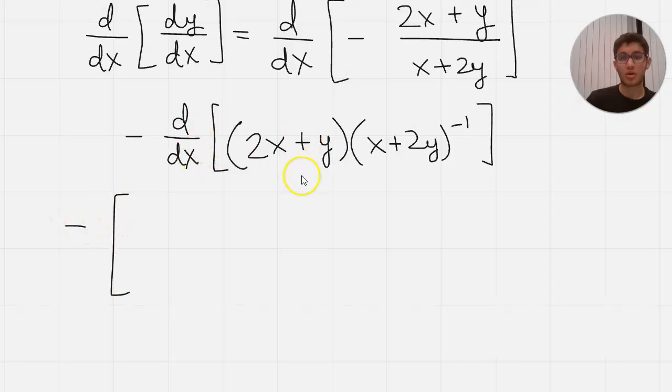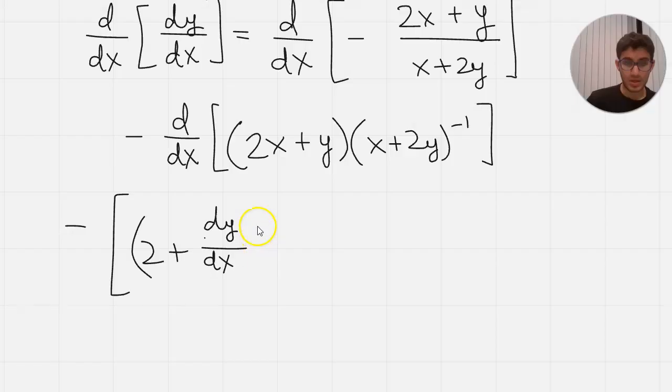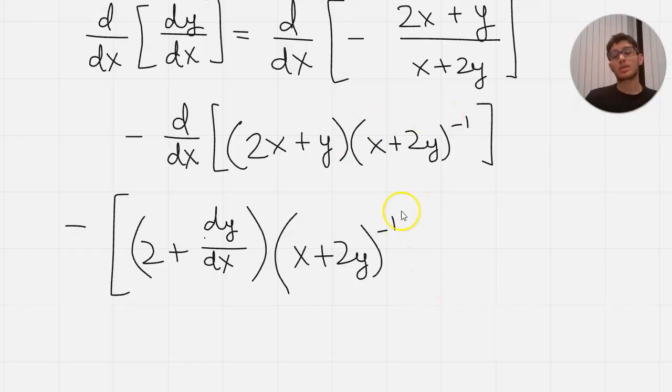We take the derivative of 2x plus y. What is that going to be? That's going to be 2 plus dy/dx, times (x plus 2y) to the negative 1. Now we take the derivative of (x plus 2y) to the negative 1.